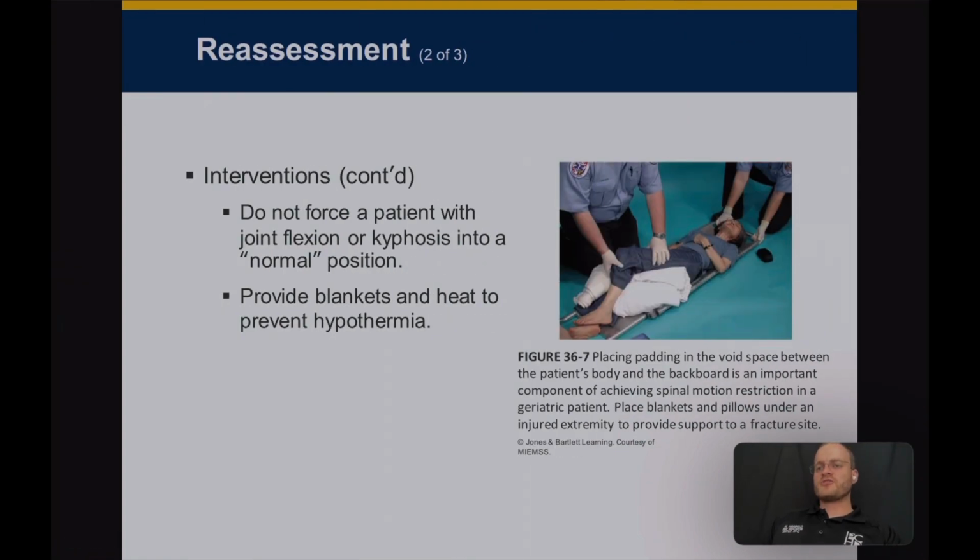So, interventions: do not force a patient with joint flexion or kyphosis into a normal position. You can have what's called contractures, right, where the muscle or joint is locked into a position. You see this commonly in the hands. You can see it in any joint though, the elbows, knees, shoulder. And if their shoulder has been locked up like this for 5 years or a year or a month, it's not your job to straighten that out. You're going to break their bone or break something. So if someone's locked into a position, we don't force it into what we would think would be a normal position. That's an important concept.